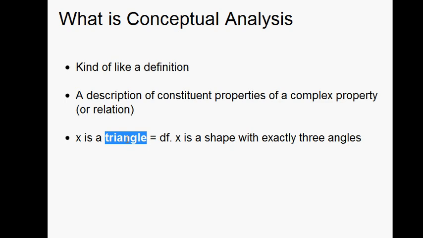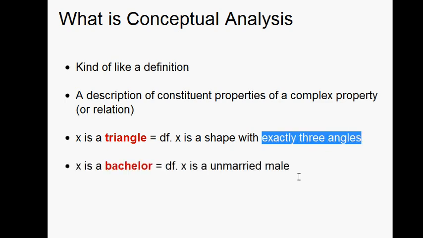And when we give an analysis like this, we're saying something about the nature of that property. Namely, that complex property, being a triangle, is in some sense constituted by the properties over here on the right-hand side. You know, like being a shape and being a shape with certain kinds of features like this. Another kind of analysis is, here's another example. X is a bachelor is defined as X is an unmarried male.